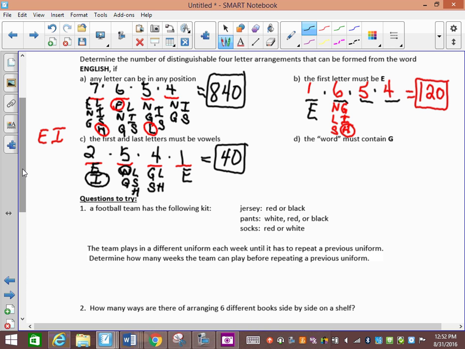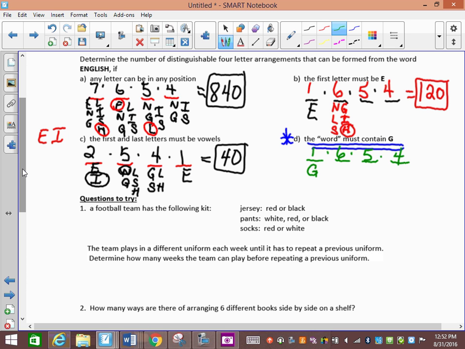This one is a trick. It's not hard, but you have to maybe start. This is one that people forget about. The word must contain a G. Doesn't specify where that G needs to be. So what people do is they go, okay, I'm going to put the G first. I have 1 option. There's 7 letters. I've used up 1, so then I have 6. I have 5. I have 4. The word contains a G. I have my answer, and I'm done.